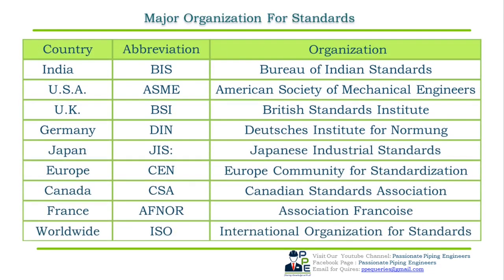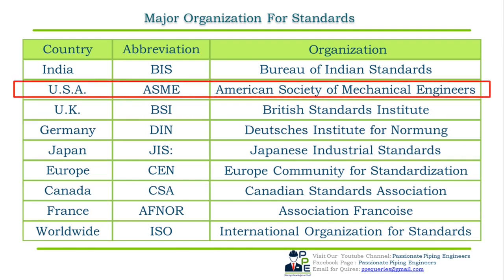Each country has its own codes and standards. Major organizations for standards are: first is India, that is BIS, Bureau of Indian Standards. USA, we have ASME, American Society of Mechanical Engineers. Normally, American national standards are most widely used all over the world. UK, we have BSI, British Standards Institution.